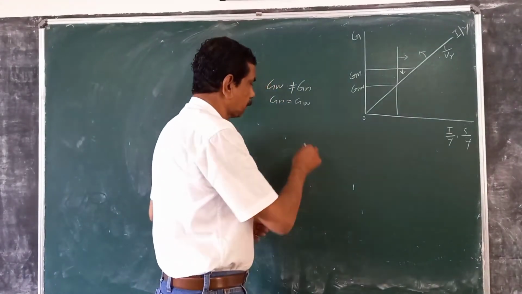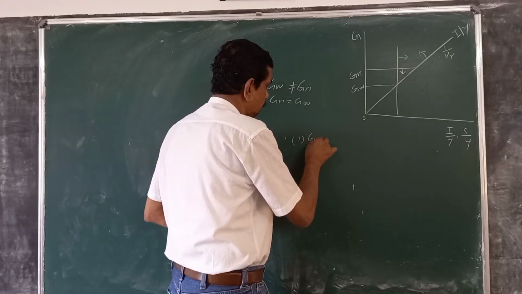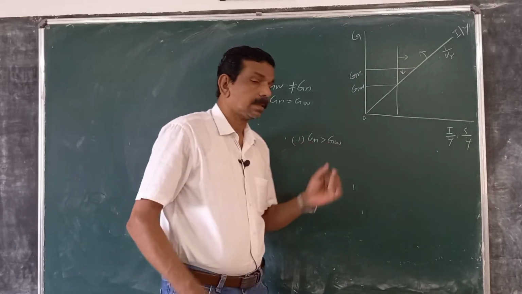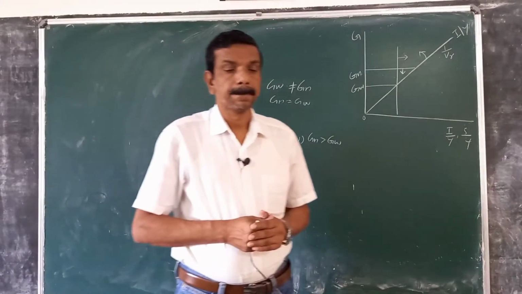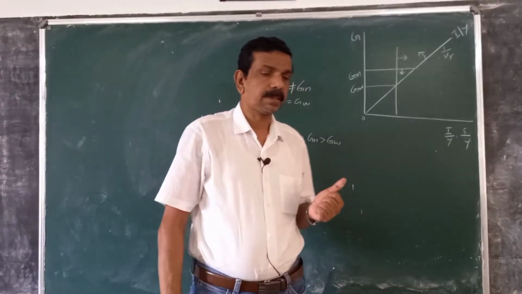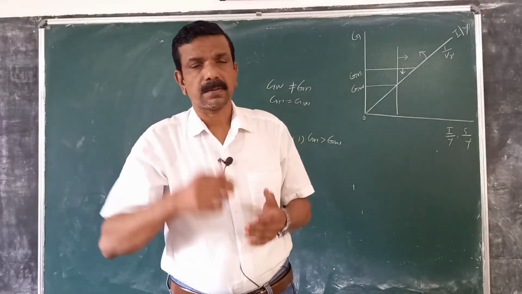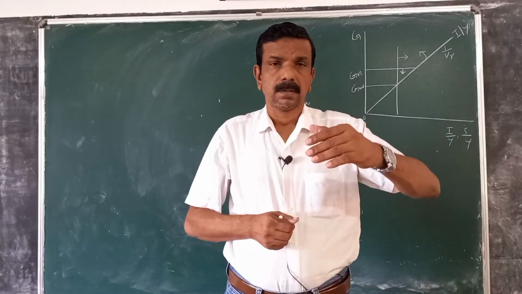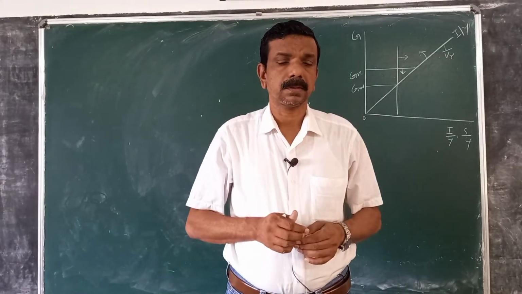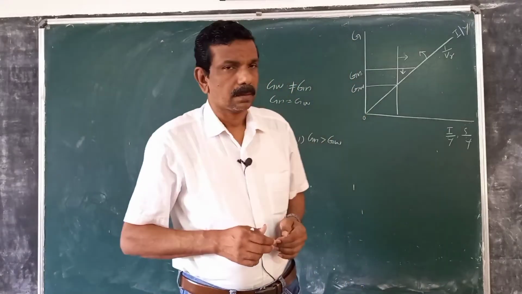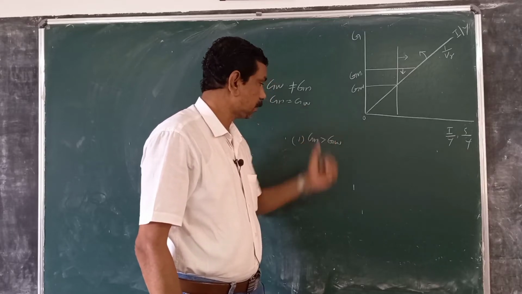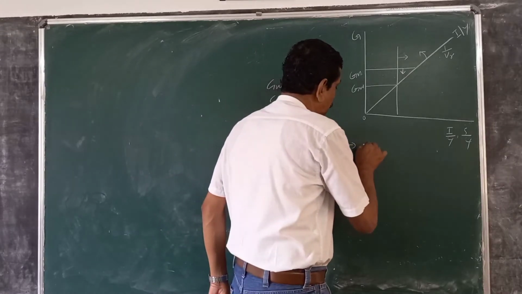First case, GN is greater than GW. In this case, the rate of growth of population, or rate of growth of labor force, is greater than the warranted growth rate, the required growth rate. So in this case, the mechanism to restore equality is to reduce population growth.